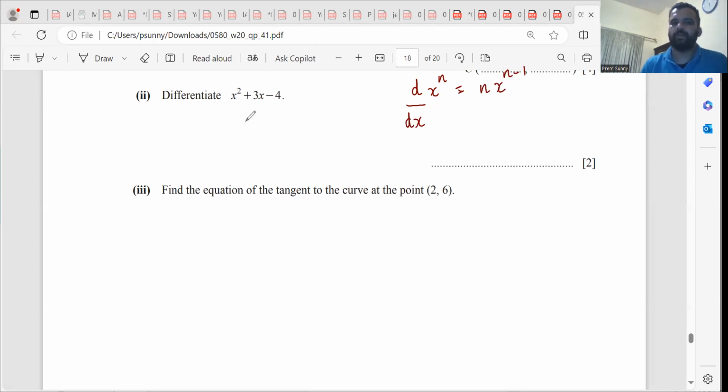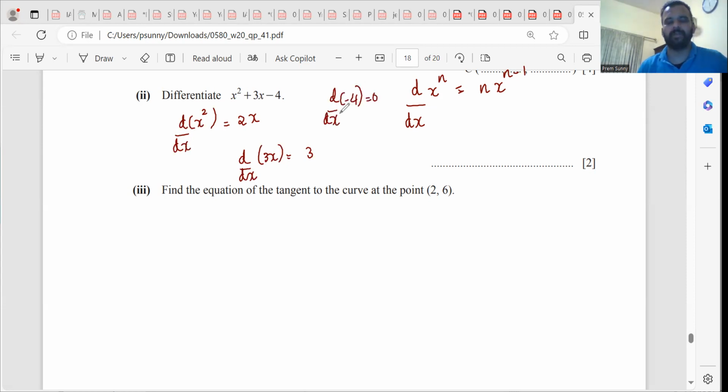1. So when you differentiate x square plus 3x minus 4 d by dx, we can differentiate term by term. We can differentiate each term separately. So d by dx of x square will be, when you substitute in this, you will get it as 2x. Similarly, the second term d by dx of 3x will be 3. And the derivative of a constant term is 0. So d by dx of minus 4, a constant term, is 0.